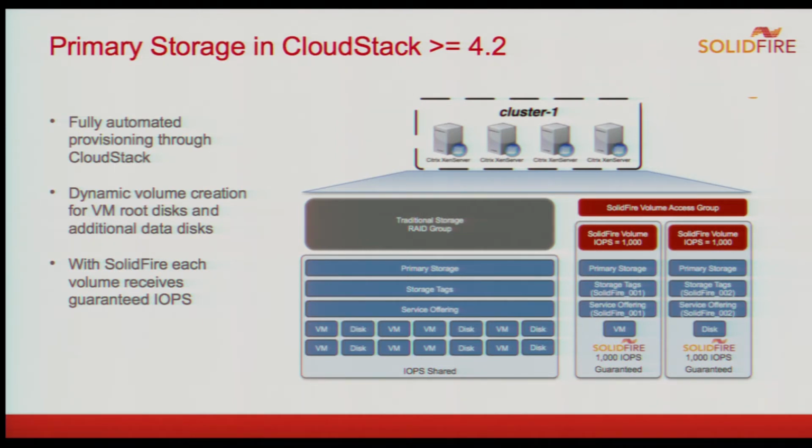So really that root disk or data disk will be the only virtual disk on the back-end volume. And if you have a guaranteed number of IOPS for that back-end volume, then it just stands to reason that you have that guaranteed number of IOPS for that one virtual disk. Does that kind of make sense?